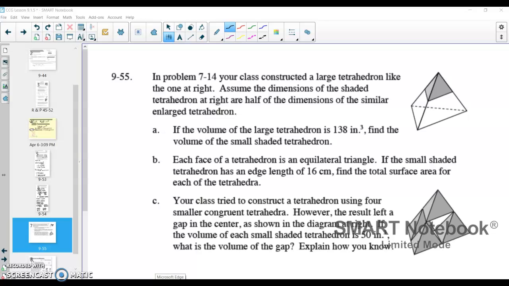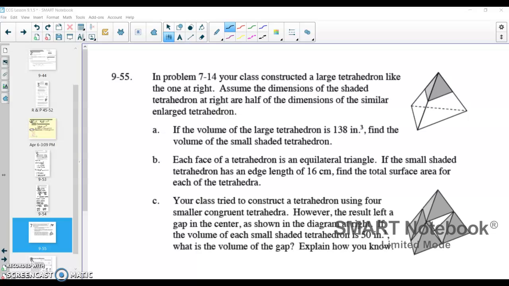All right, here's the last problem for 915. A cool problem because it brings back the tetrahedrons that we built in chapter 7. So if you remember that, this is kind of why we built it, to talk about it later on in chapter 9 here. So what they're saying in the problem, and it's pretty important here in 955, is that we constructed the tetrahedron like the one at the right, and now we are going to assume that the dimensions of the shaded tetrahedron, so that top part, all the dimensions are half of the dimensions of the enlarged tetrahedrons.